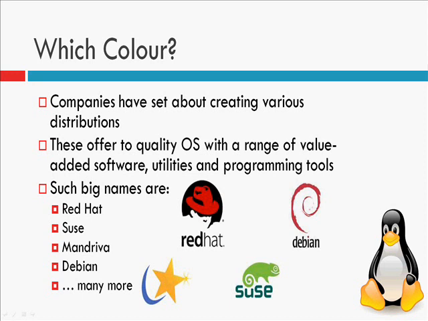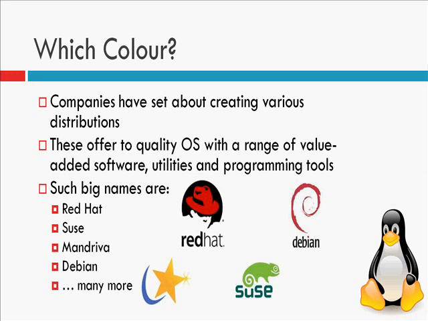Since Linux is open source, many companies have created their own distributions. Each distribution is based on the same kernel, that is, the base of the operating system. Each distribution offers value-added software, utilities, and programming tools. The big companies that offer these distributions are Red Hat, SUSE, Mandriva, Debian, and Ubuntu.